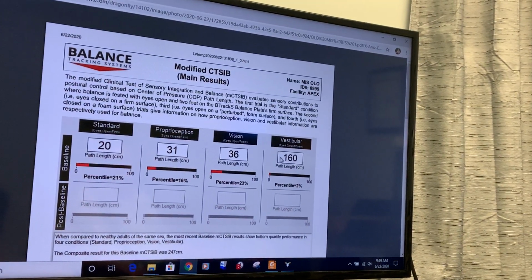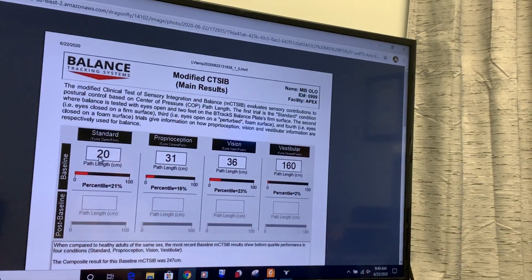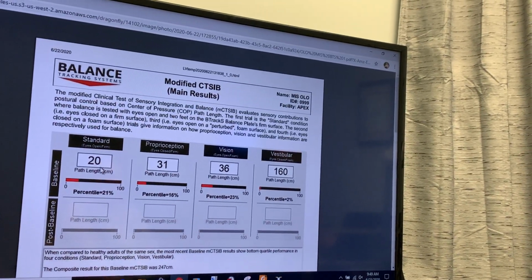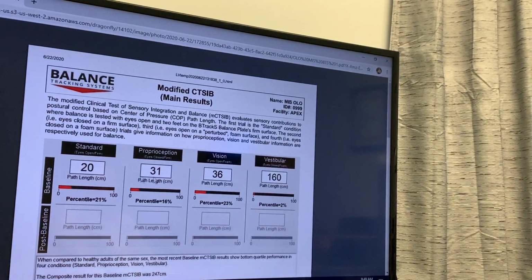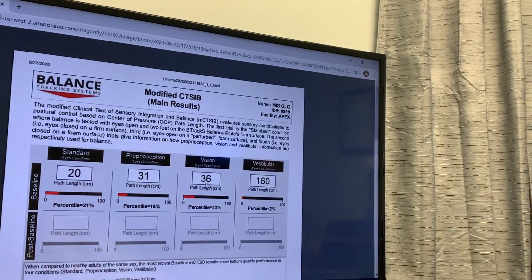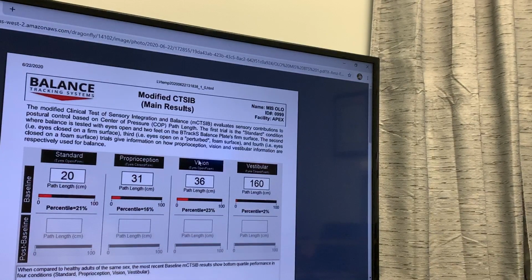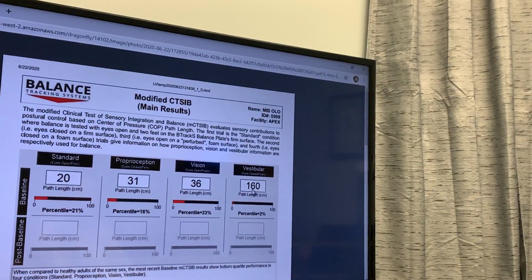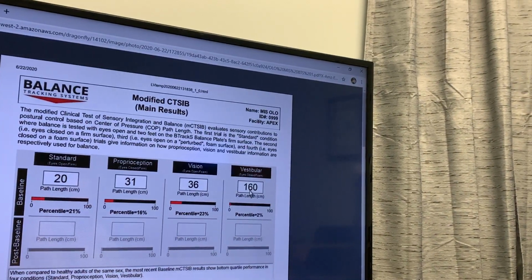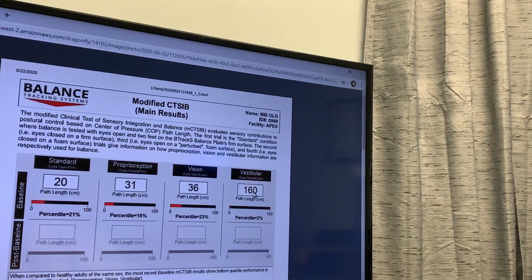This is centimeters of sway. So you had on average about 20 centimeters of sway with your eyes open and closed on the stable surface. On the unstable surface, eyes open, 36 centimeters of sway. Now you close your eyes, you've got 160 centimeters of sway. So you're basically at the point of just very near falling.